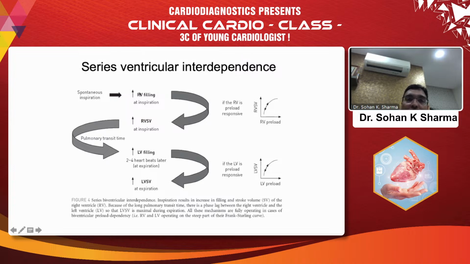Normally, because of spontaneous respiration, RV filling increases. After that, RV systolic stroke volume increases, and there is a pulmonary transit time. That pulmonary transit time leads to increased LV filling 2 to 4 beats after that phase of respiration, and after that there is an increase in LV stroke volume. So this is in series: first there is an increase in RV volume with inspiration, and after a few beats, there is an increase in LV stroke volume. This is the normal phenomenon.